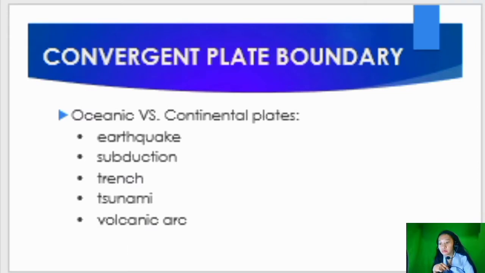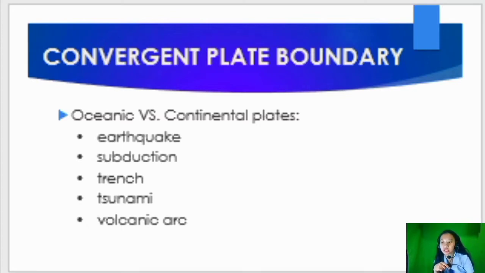Okay, so let's go now to our discussion proper. Let's start first with the convergent plate boundary, and with the first type, the oceanic to continental plates. Here are the possible events that can happen in this type of plate boundary. These events are the earthquakes, subduction, trench, tsunami, and the volcanic arc. How do these landforms and catastrophic events happen?